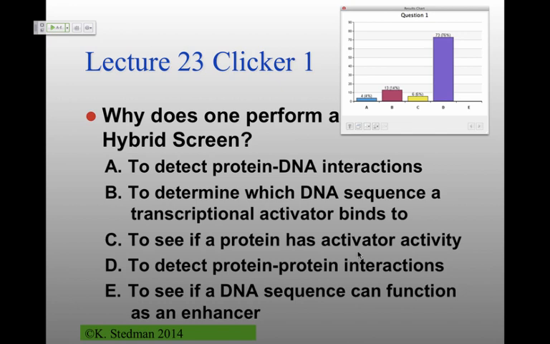So most people seem to think it has to do with detecting protein-protein interactions. I agree with you, so that's a good thing. We are going to talk a little bit today about some of the other assays that are used to look at protein-DNA interactions and specificity of those DNA interactions as well. So good. Everyone's going to do well on the exam, hopefully.